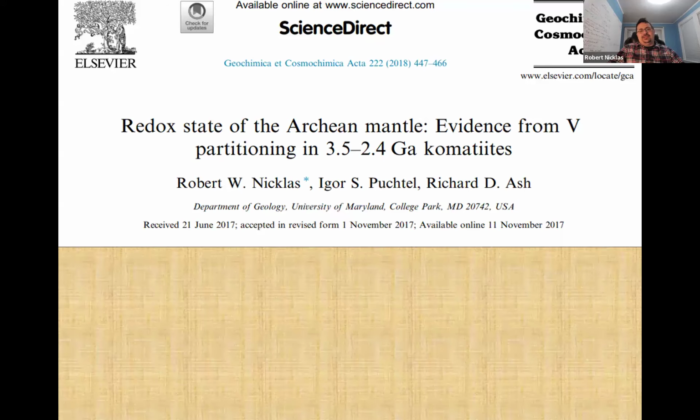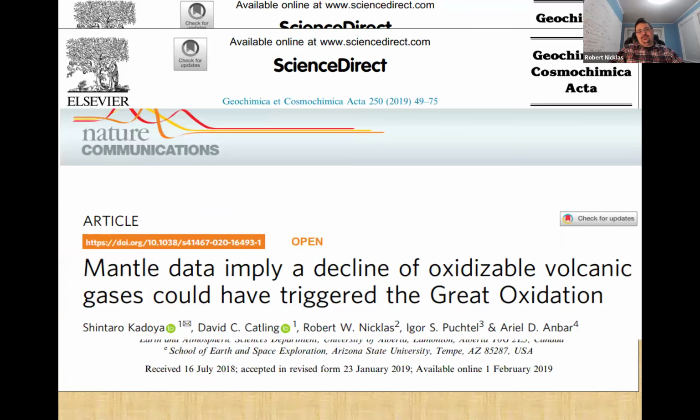So this has been detailed in a whole bunch of papers that are pretty old at this point. 2018, 2019 are the data shown here. And then in collaboration with David Catling and his postdoc Shintaro Kadoya, we did some atmospheric modeling showing that our oxidation trend could have triggered the Great Oxidation Event.